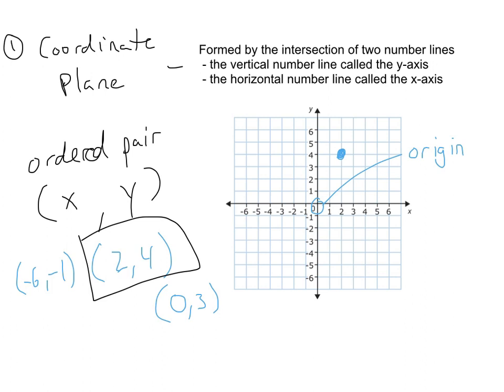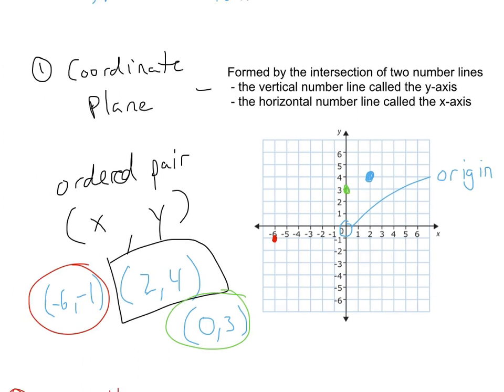Let's try this one, (0, 3). To graph that, I would start at the origin, I would go left or right 0, and then up 3. So 1, 2, 3. And there's that point right there. How about (-6, -1)? Well, again, I'd start at the origin, I'd go over -6. So 1, 2, 3, 4, 5, 6, then down 1 to right there. And that would be that point.